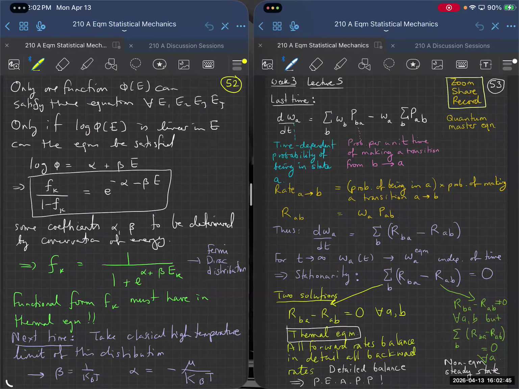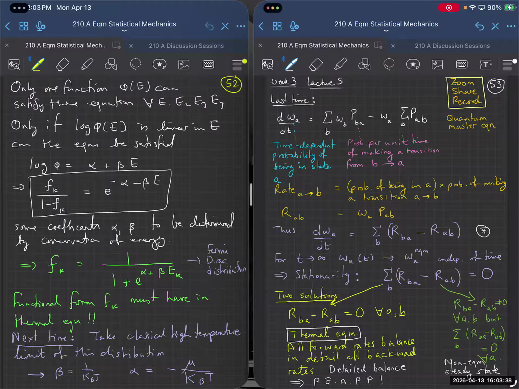So last time we introduced the quantum master equation, which you can see on the right-hand panel. This is an equation for the time-dependent probability of being in state A, in terms of itself, and also a quantity P_AB, which is the probability of making a transition from a state A to a state B per unit time. The rate at which the transition actually occurs, of course, depends on being in state A in the first place, so you have to multiply by the probability of being in state A. And so you end up with the rate of going from A to B is omega_A times P_AB. In terms of the rates, the master equation is written down as the equation I just starred over on the right-hand panel.